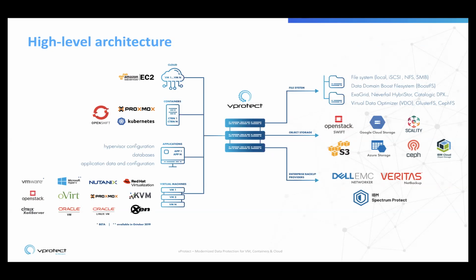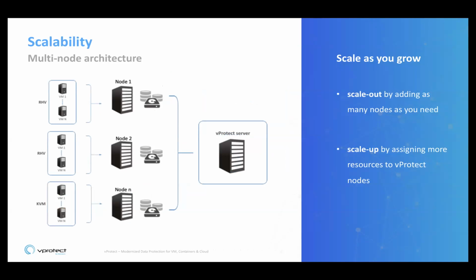So moving on, the second thing that we need to discuss is scalability. You can have multiple Nutanix clusters in your data center. Eventually, you're going to have scalability issues. So vProtect handles that by providing multiple data movers. We call them nodes. Each node needs to be installed on each cluster.